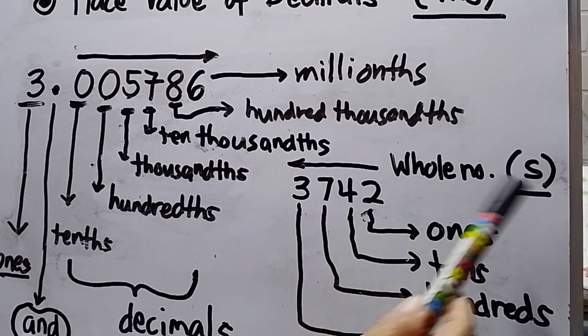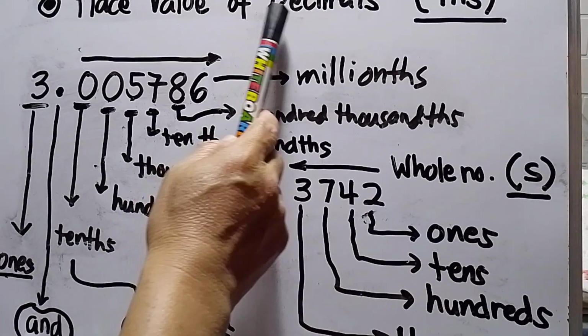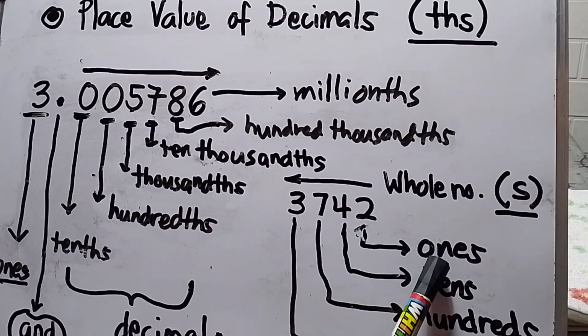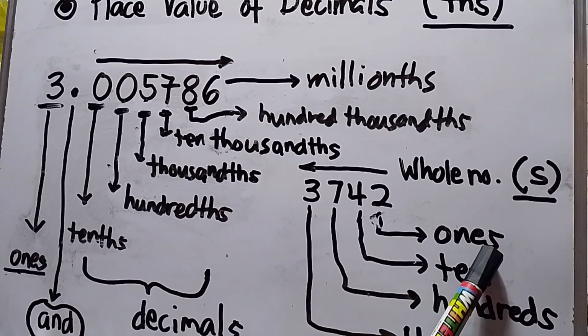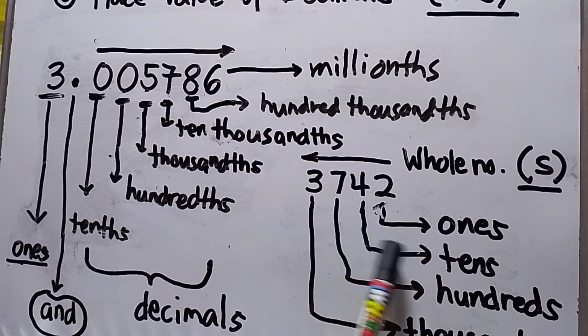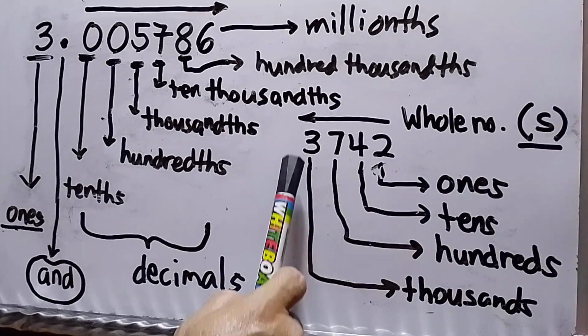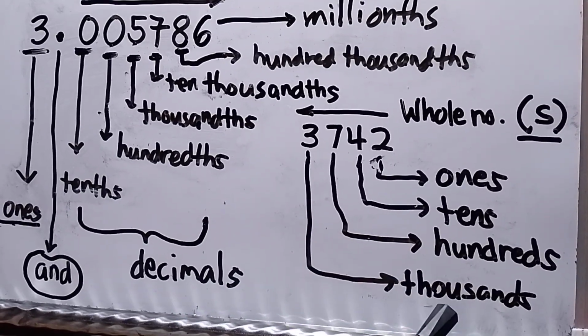So let's take the comparison between whole numbers and decimals. For whole numbers, we start from ones. Take note, ones. Then the second will be tens, then hundreds, and thousands.